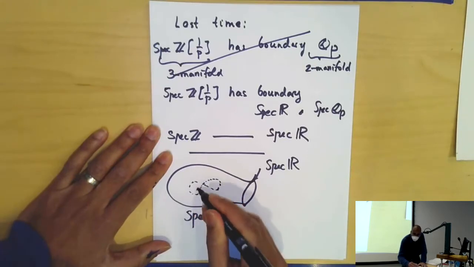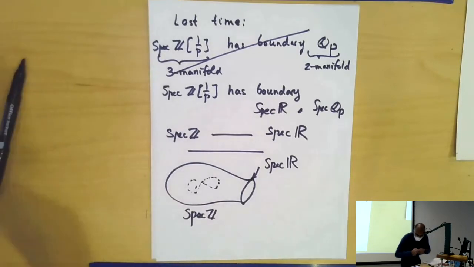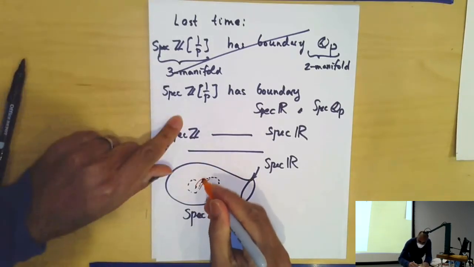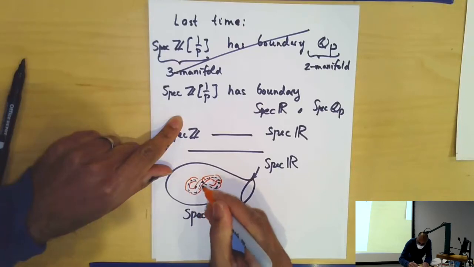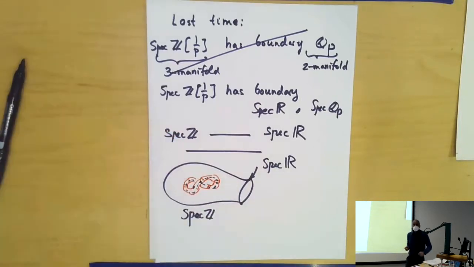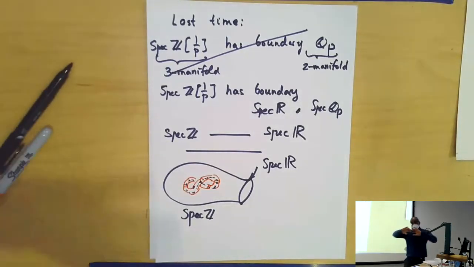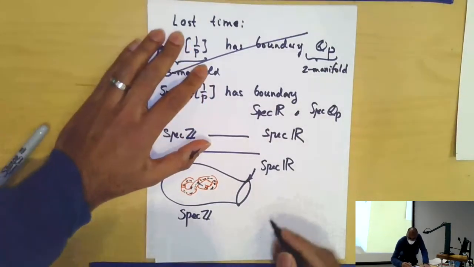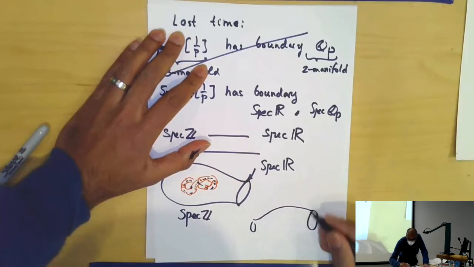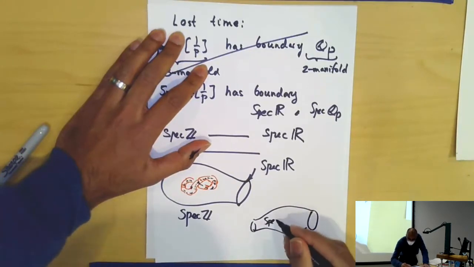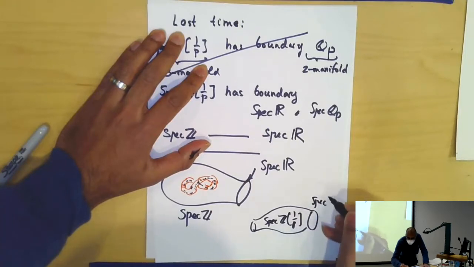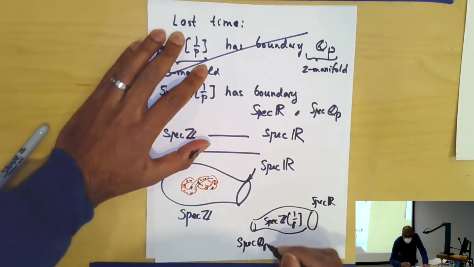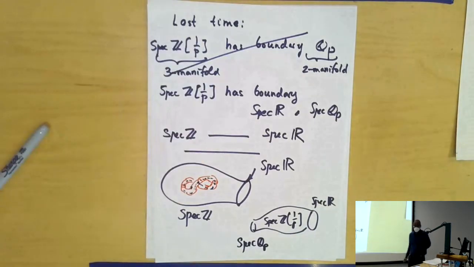Spec Z1 over P, as you'll remember, was obtained from this by deleting a small tube around this knot. When I delete that, I get another boundary component, which is spec QP. So, drawing it schematically, now you have two three-manifolds as boundary components, which are these. That's the point of view we're going to take for this lecture.